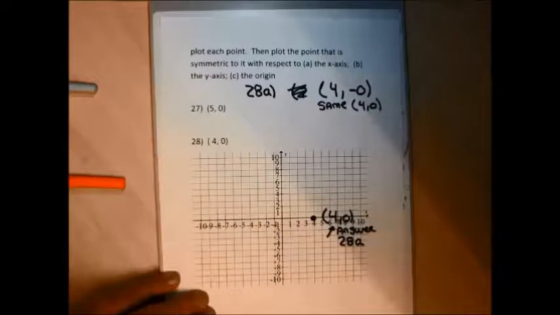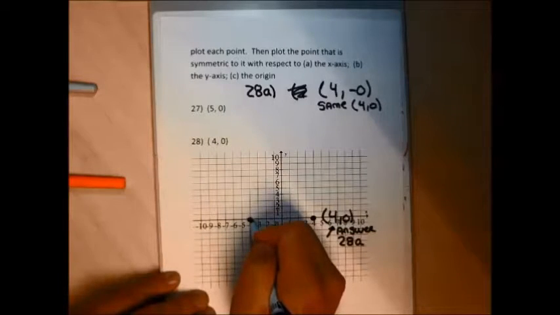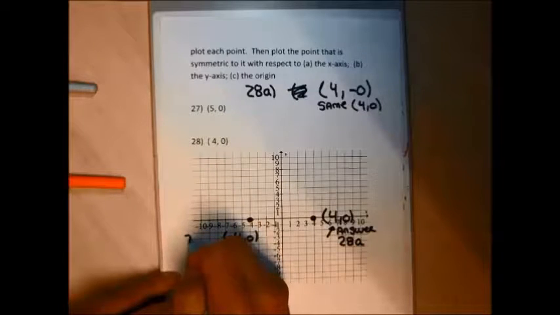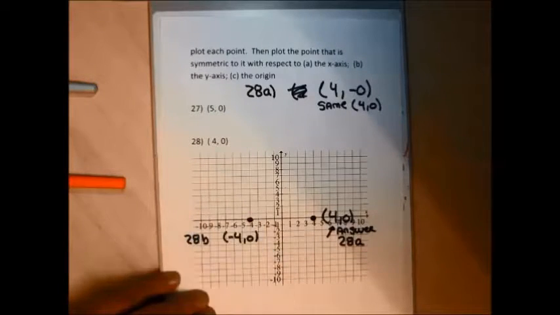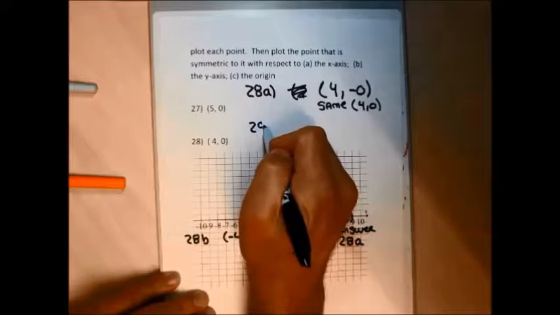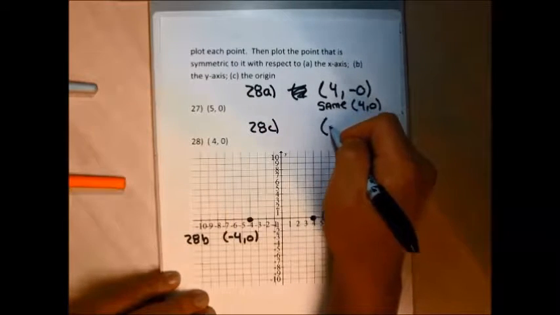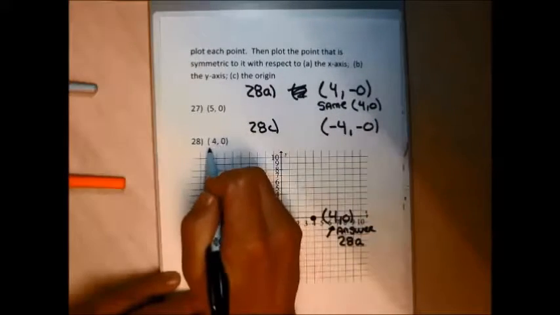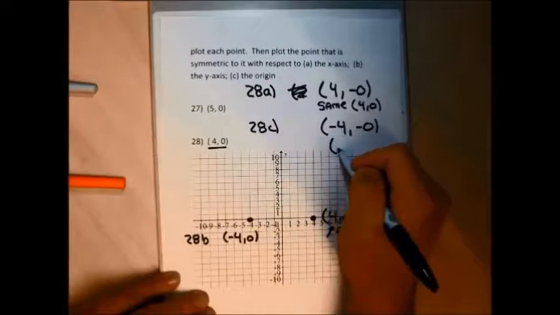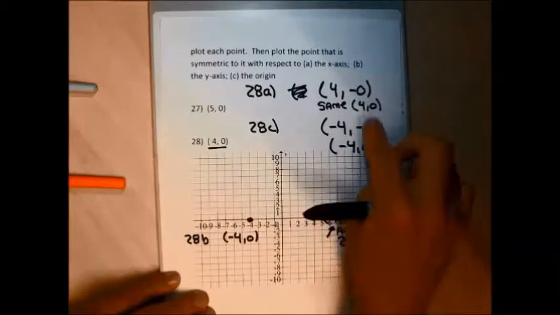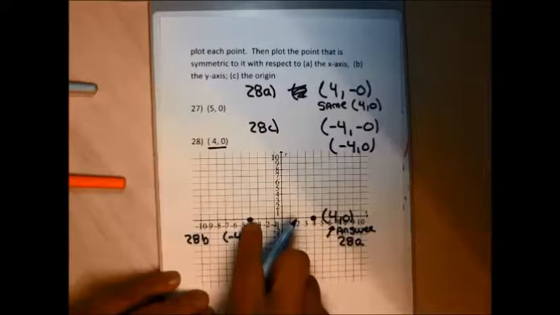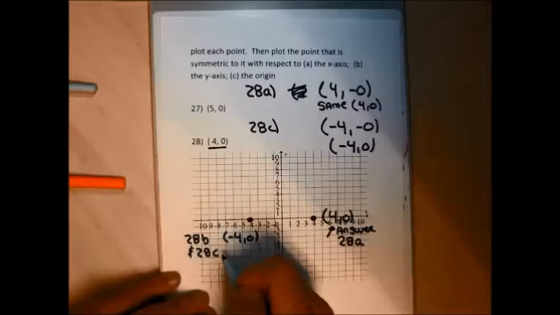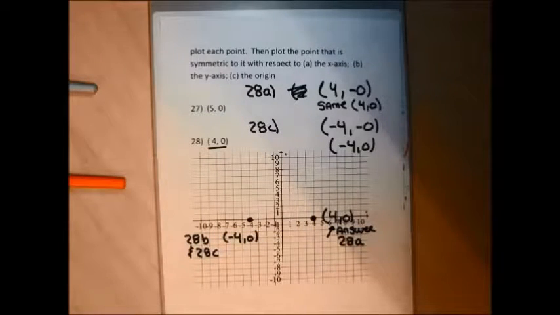For 28b, I change the sign of the x to -4, and I get the point (-4, 0). So that's going to be the answer for 28b. And for 28c, I change the sign of the x and the sign of the y, so I get the point (-4, -0). That's the same as (-4, 0), because -0 is the same as 0. So this point is also the answer to 28c. So when points are on an axis, the symmetry is a little bit trickier.